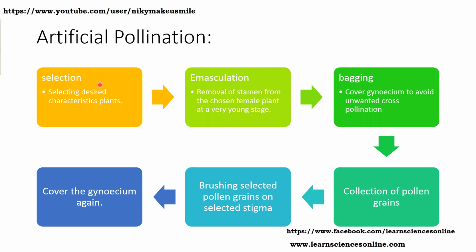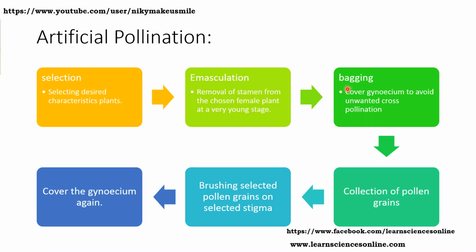Then afterward, emasculation. What is emasculation? Emasculation is the process of removal of stamen. So the plant which is chosen as female plant, from that plant we need to remove the stamen. So there should not be any chance of self pollination or self fertilization. To stop self pollination, we have to remove the stamen from the chosen female plant.